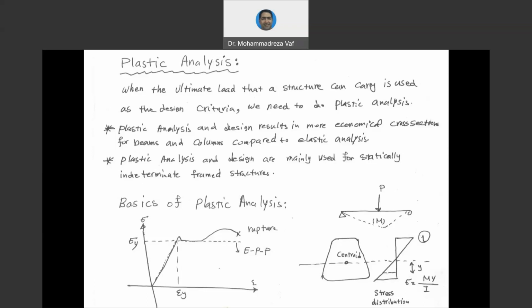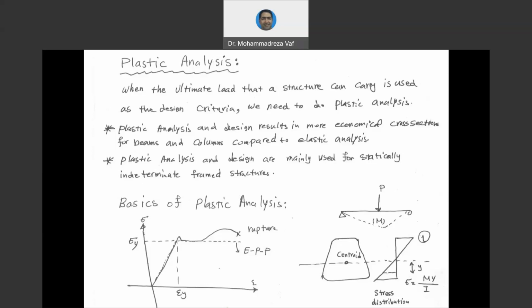You should also understand that, for reasons that we are going to discuss later, plastic analysis is considered to be suitable for indeterminate structures. Determinate structures are not that suitable for plastic analysis, and there are not going to be too many changes in the cross-section of a determinate structure if it is designed based on plastic analysis.